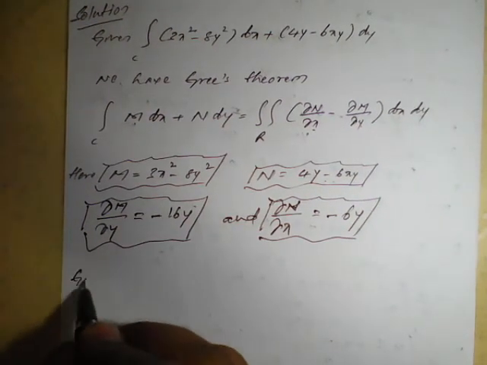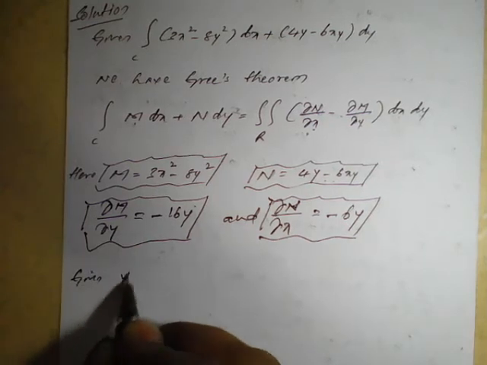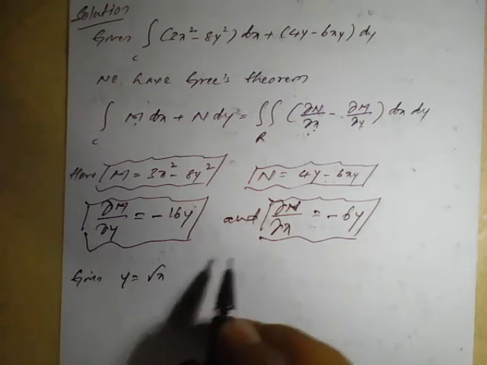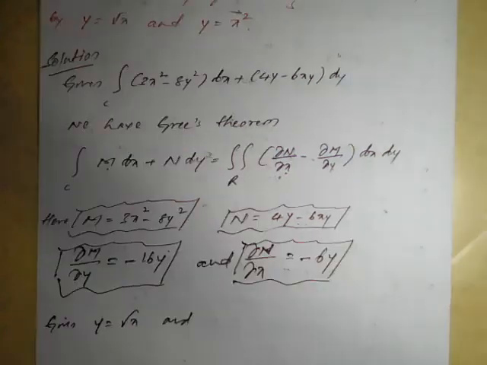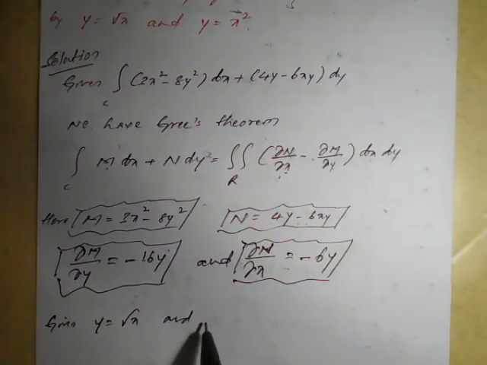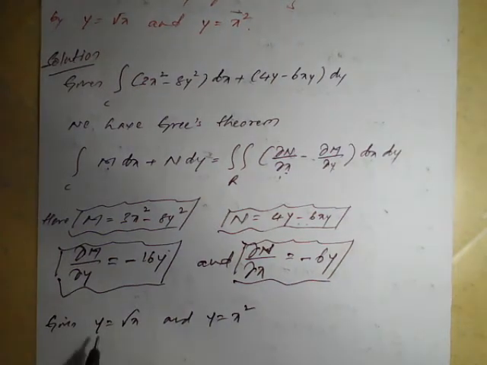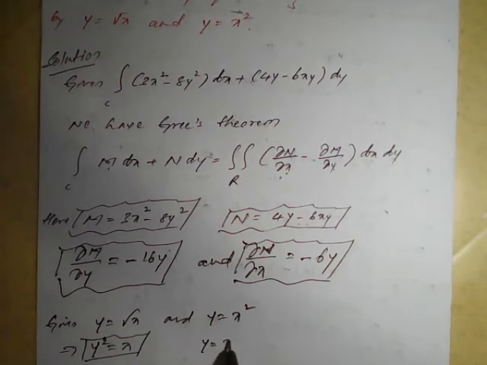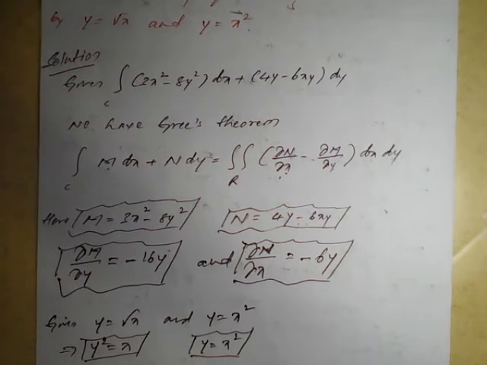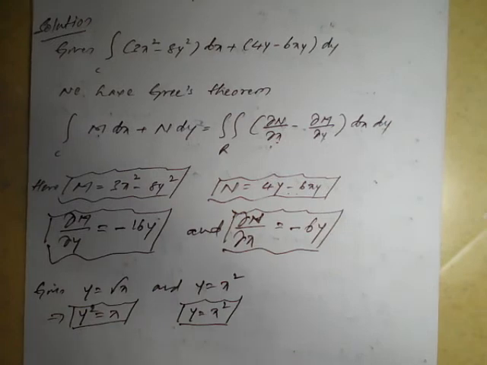So given y = √x and y = x². See, both are in the form of what here? Parabola. So the first can be written as y² = x. This is one of the parabolas, and y = x² is another parabola. So here I will draw the diagram, but before drawing, we'll simplify this.